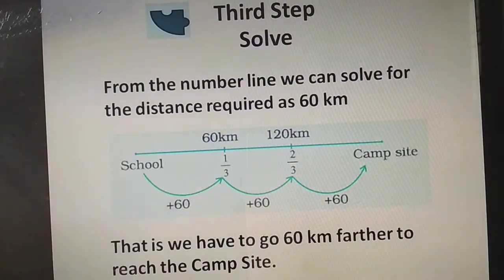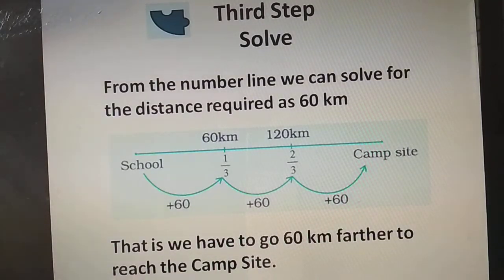Next, the third step is to solve the problem. From the number line, we can solve for the distance required. We have divided this number line into three equal parts from the campsite. So you see 1/3, 2/3 and the campsite. So the campsite is another 1/3. If you move one more 1/3 distance, you will reach the campsite. Each 1/3 distance represents 60 kilometers, as you can see from the figure.